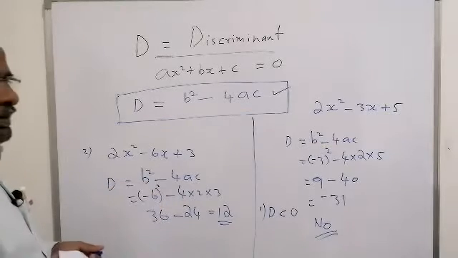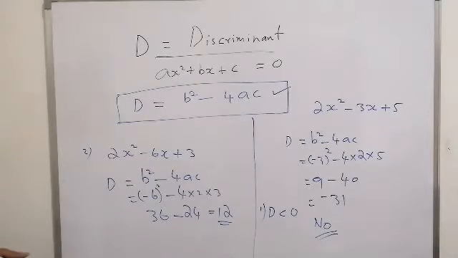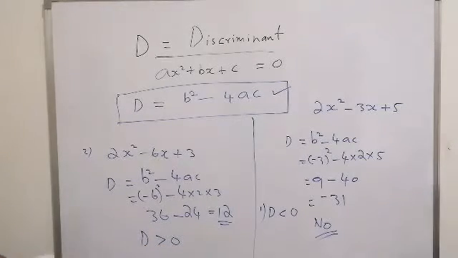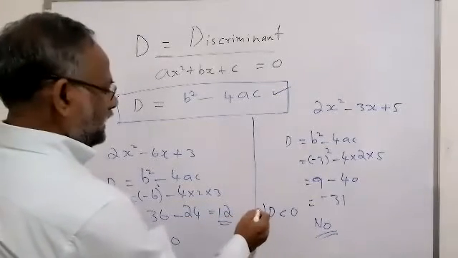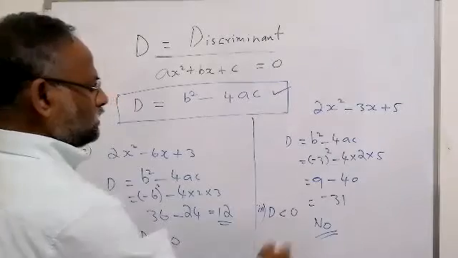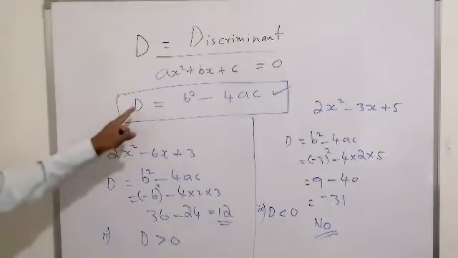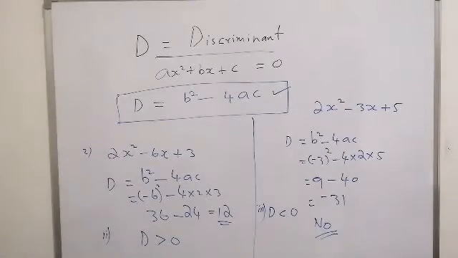Karan, you are right. Nice, good children, you are getting the answer. So D is greater than 0. This is the second condition. The third condition I told you: D less than 0, there is no root. D greater than 0, there are two different real roots, two distinct real roots. When you get D, you can apply the formula.